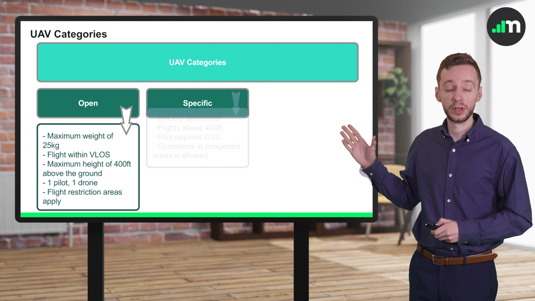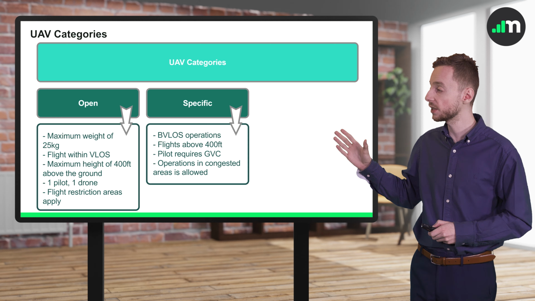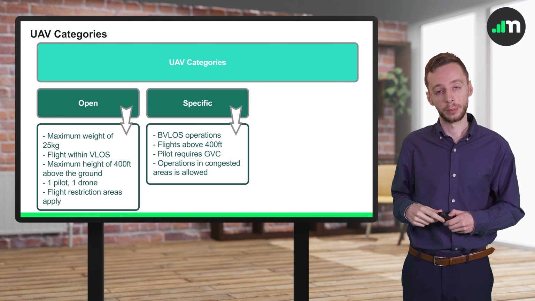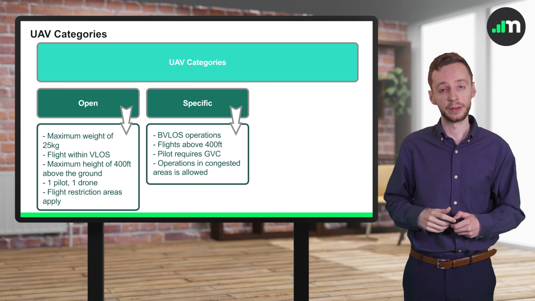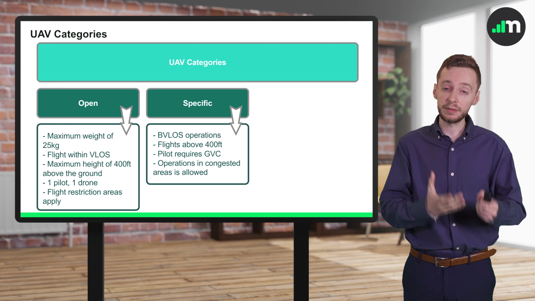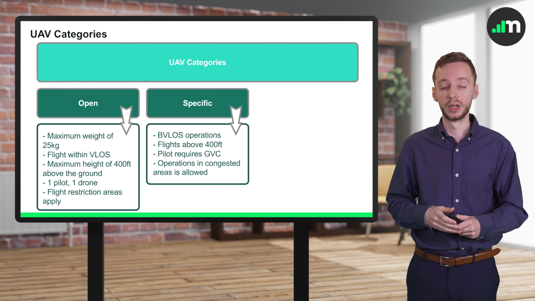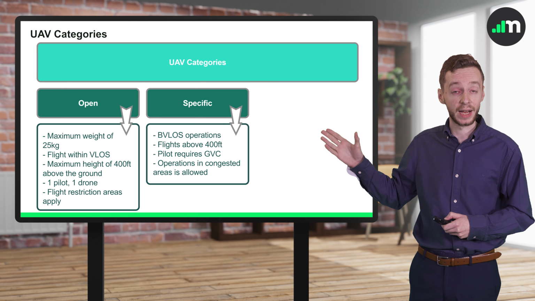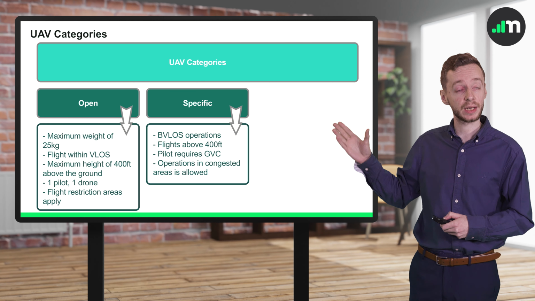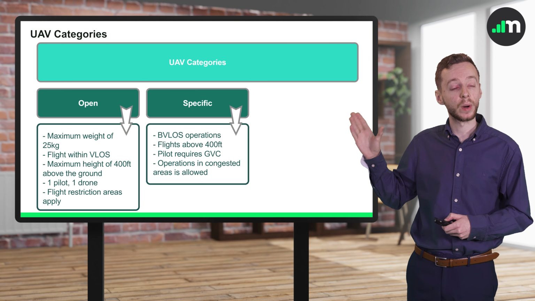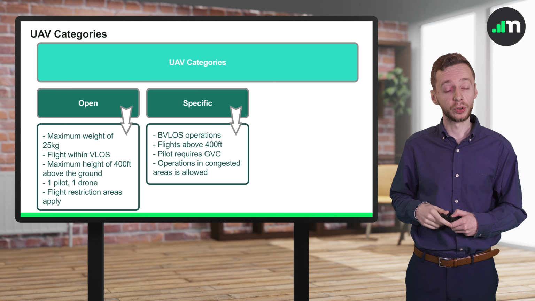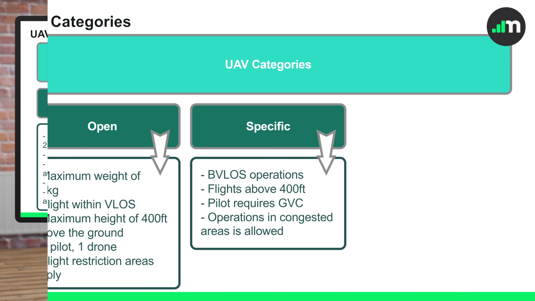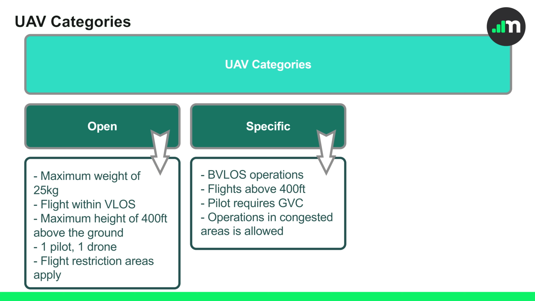In addition to that, we've got the specific category. Now, the specific category requires or will allow BVLOS operations, and this is beyond visual line of sight operations. So this is where this UAVC will be controlling this drone beyond their visual line of sight. We are allowed to fly above 400 feet within the specific category. The pilot will require a GVC, and this is a general visual line of sight certificate, and operations in congested areas are allowed as well.